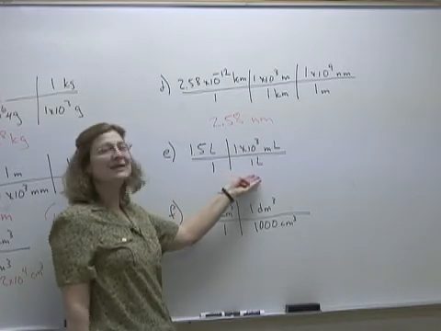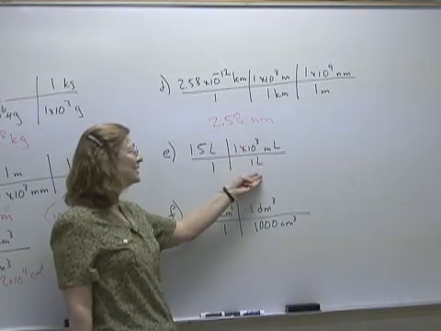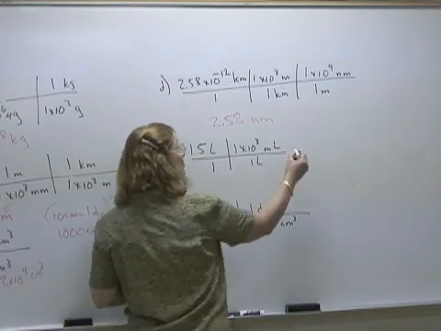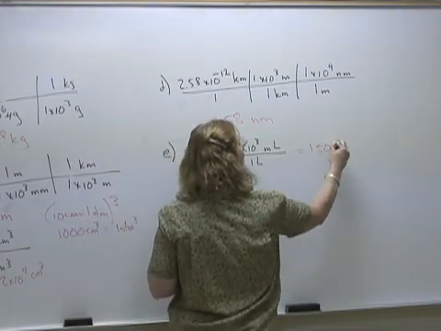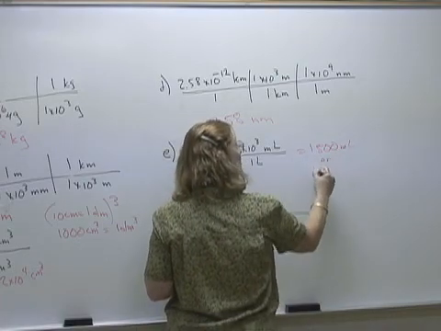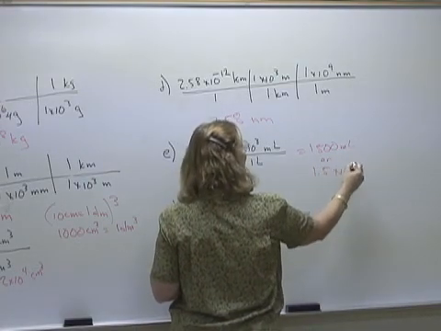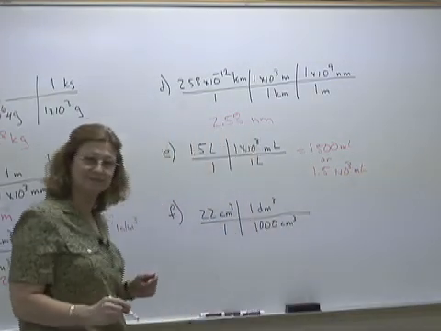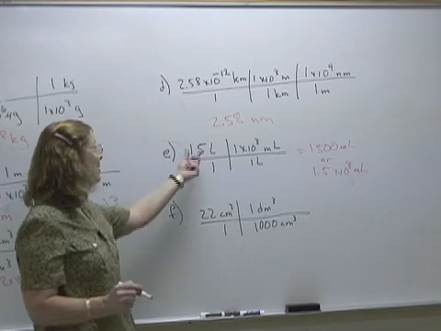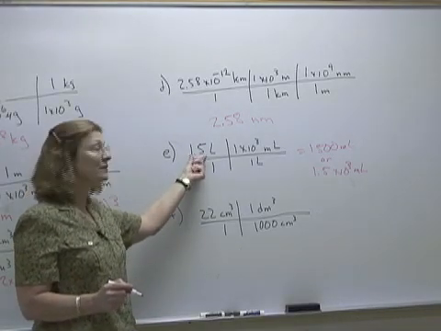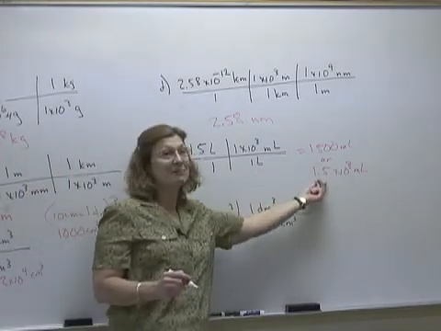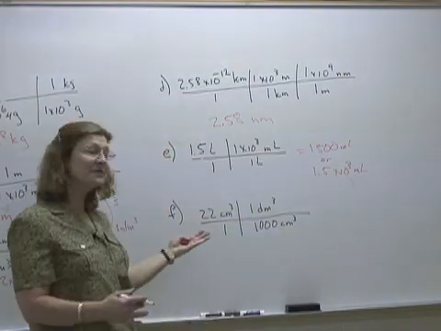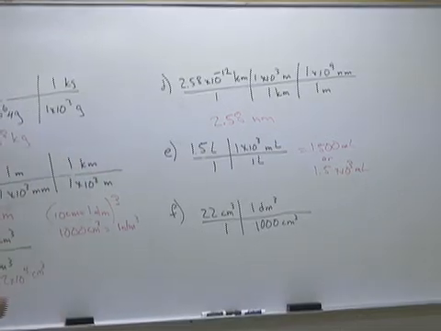Now, liters to milliliters, there's 1,000 milliliters in 1 liter. Again, our conversion factor must equal 1. And so this number would be 1,500 milliliters, or 1.5 times 10 to the 3rd milliliters. It's important that however many significant digits I begin with, my converted number must have the same number of significant digits.